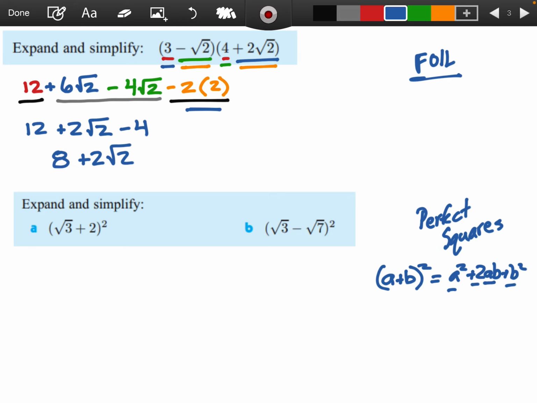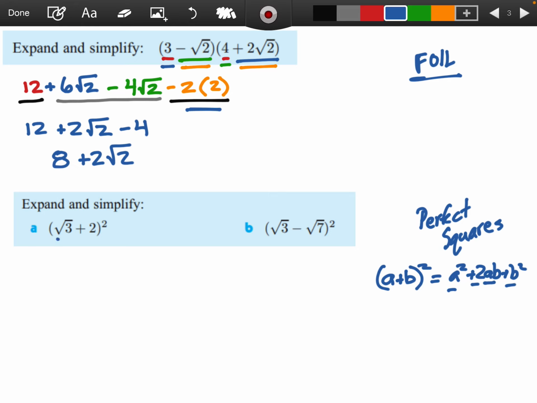So we're going to attempt to use that just to try something different. Again, FOIL will always work. So if you're comfortable with FOIL and you don't want to try a shortcut, stay with FOIL, don't try the shortcut. So let's look at the first one.